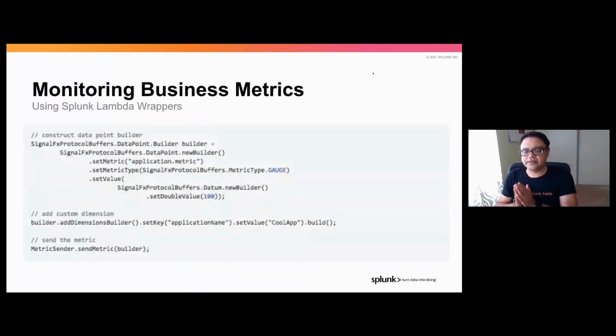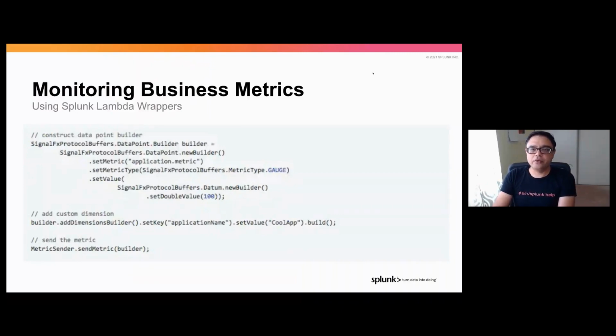Now, what about business metrics? What about things like orders processed per invocation, if you want to see that? For that, we have Lambda wrappers that you can use as a Lambda layer in your function, and then you can send all the metrics data with all the dimensions that you want to add. So you have a metric name and a metric value. You can add dimensions, so you can analyze this data, which is relevant to you. It is not operational telemetry data. It is about your business. So you can analyze that data later.